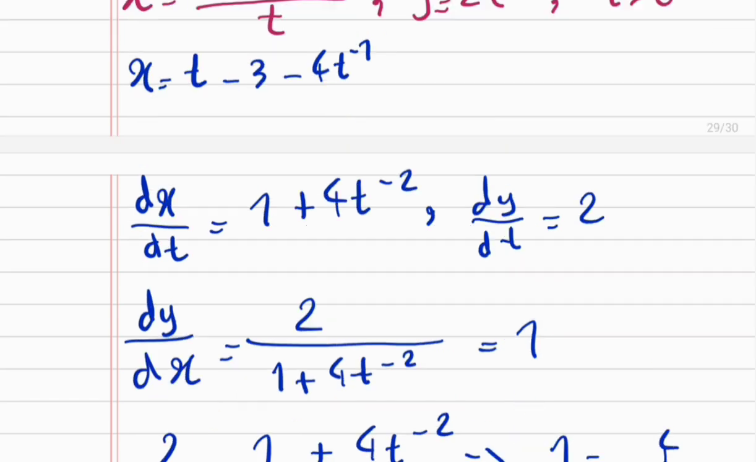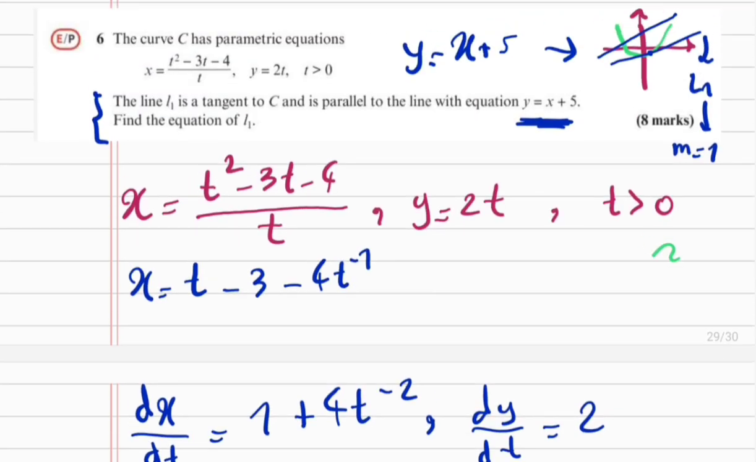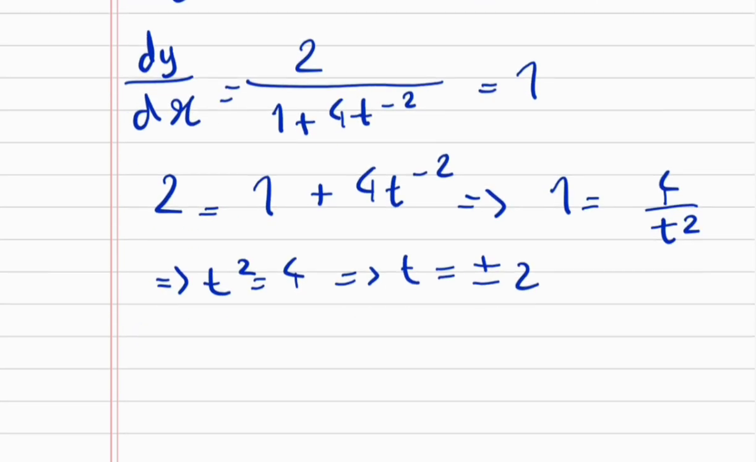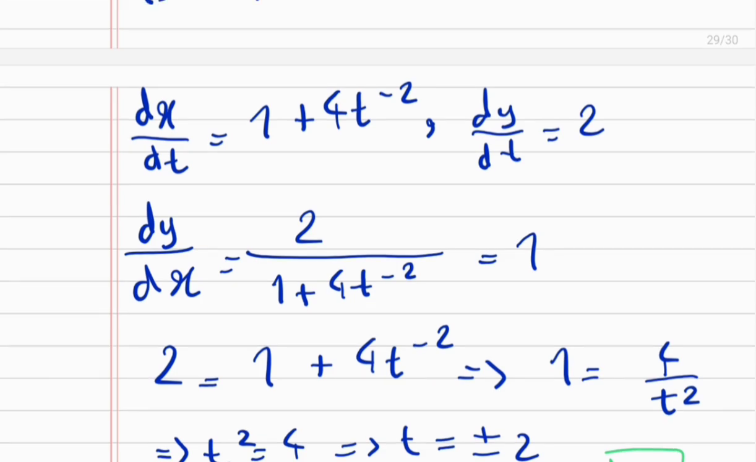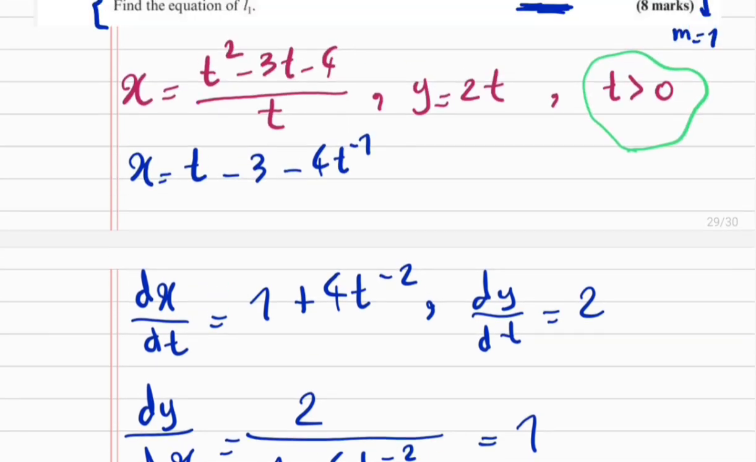However, if you look here, t is positive. So t only has one value, and it's just positive 2. It can't be negative. Now we know the value of t, which is 2. What can we do with that? It's simply a matter of substituting t into the equations of x and y to get the coordinates.